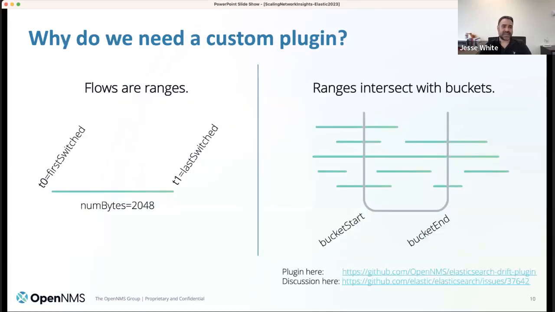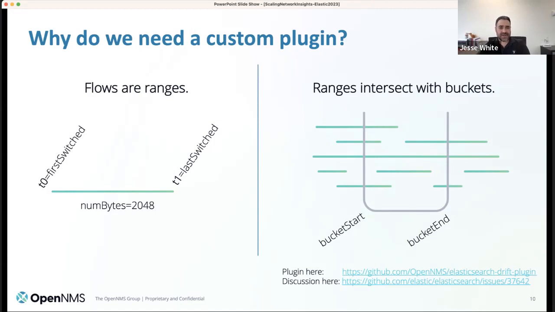So I did mention that custom plugin, right? Why did we implement that? Why do we need that? What we found is that flows are actually ranges. A flow will tell you that this many bytes were transferred between these two times. The fields are typically called first switched and last switched: the first time a packet was observed associated with the flow, and the last time a packet was observed associated with the flow. So it ends up being a time range, right?